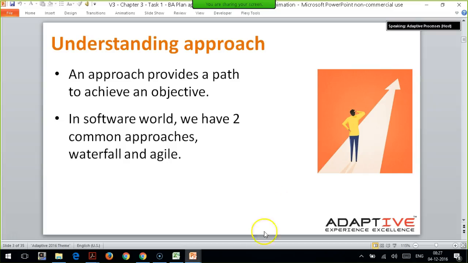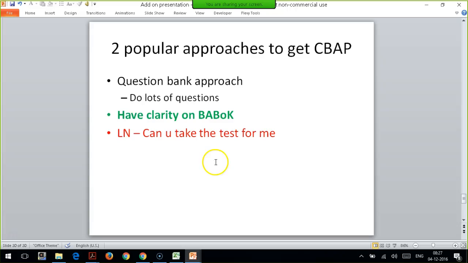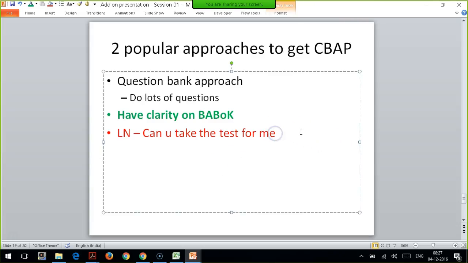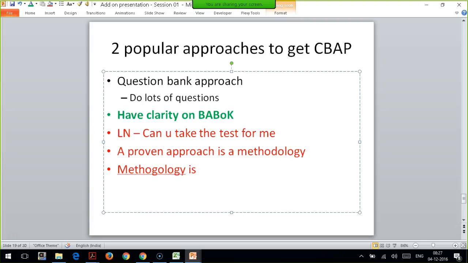Okay. Good question. Let me write it down here. A proven approach is called a methodology. That means you have used this approach many times and it has worked for you. Then we can call it a methodology. And mostly a methodology is more detailed than an approach. Methodology is usually more detailed than approach.